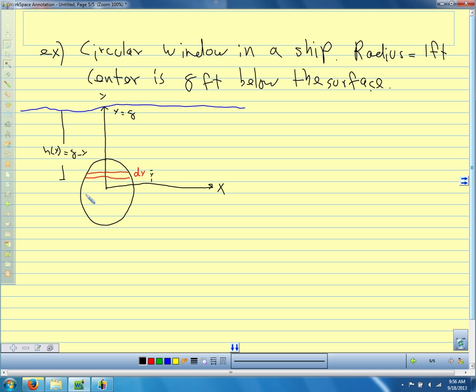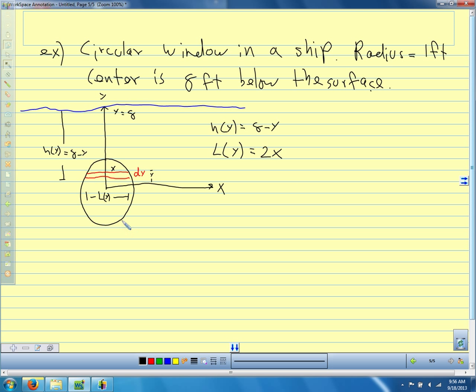Well, now we need to find an expression for l sub y, for the horizontal length of that rectangle. Well, if we call this x, so we already said h sub y is 8 minus y, and l sub y, in terms of the variables I have there, is just going to be 2x. We've got to get x in terms of y here.